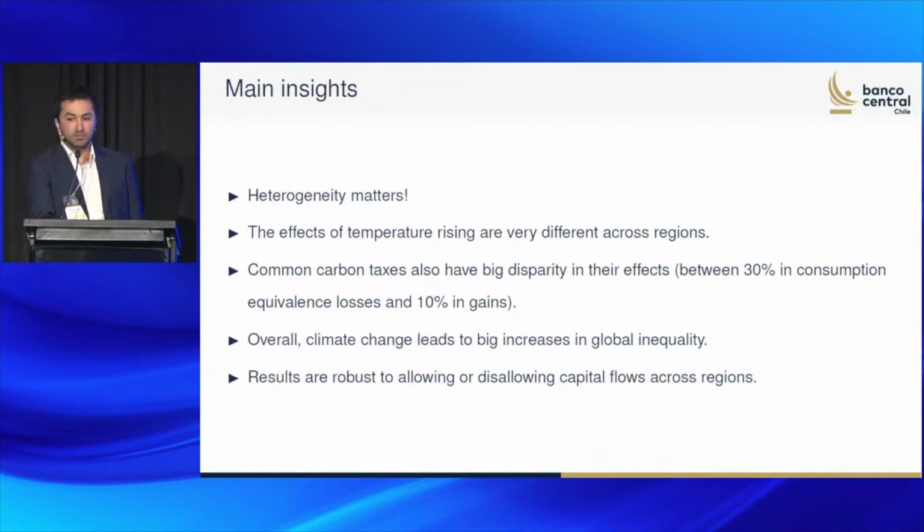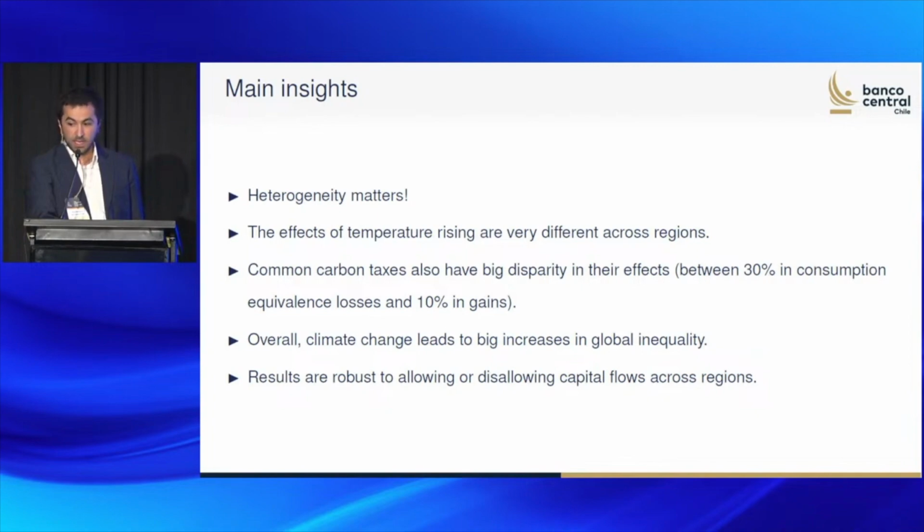Okay, so what are the main insights from the paper? First of all, heterogeneity matters, and it matters a lot. That's probably the main insight of the paper: the effects of temperature rising are very different across regions, and also the effects of a common global carbon tax have big disparity.